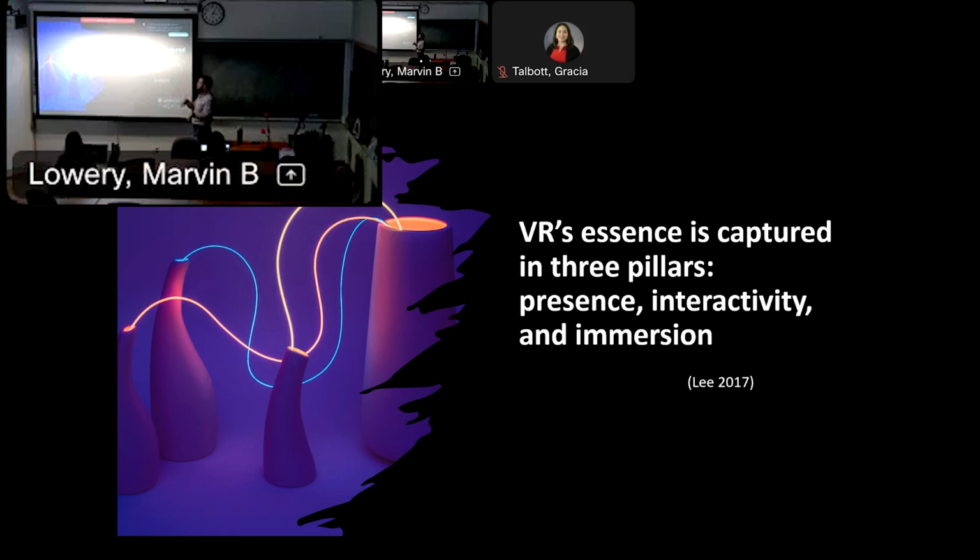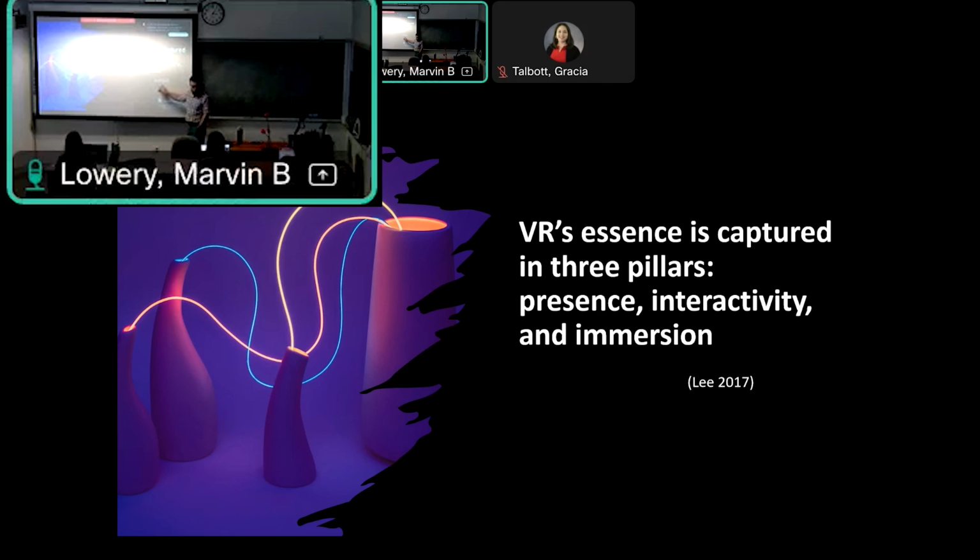VR, or really just immersive technology, this is from another peer-reviewed journal, a meta-analysis in 2017. VR's essence is captured in three pillars, right? We're looking at presence, interactivity, and immersion. And immersion is oftentimes the key word that we hear a lot, and it encompasses both virtual reality and augmented reality. Because what we're trying to get from this is certain skill sets from students. That's all we do, right?